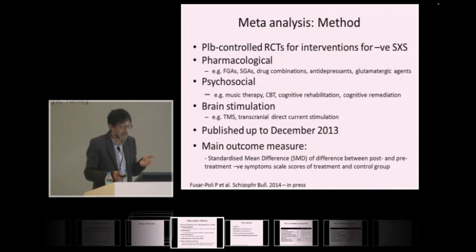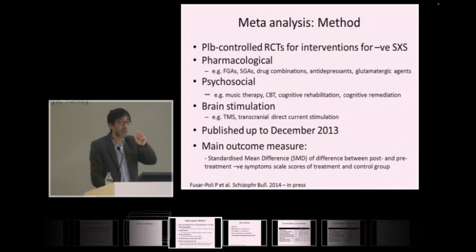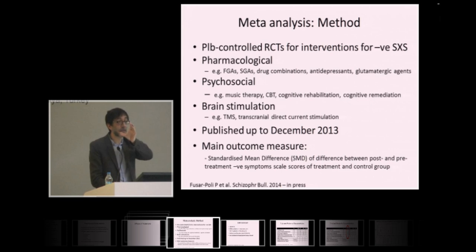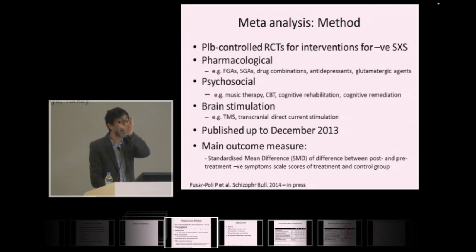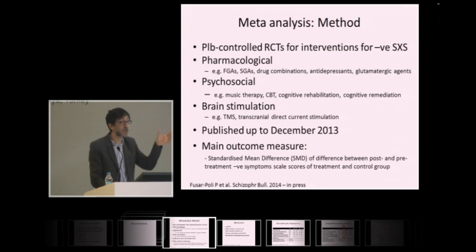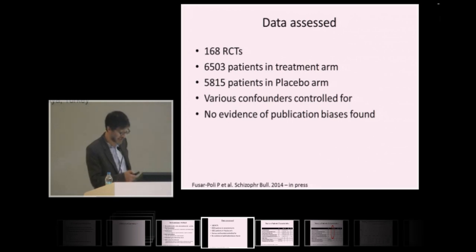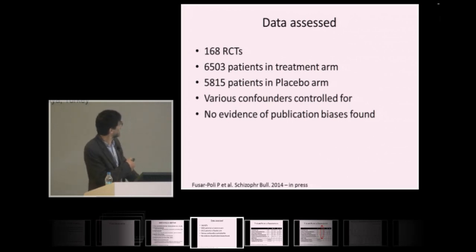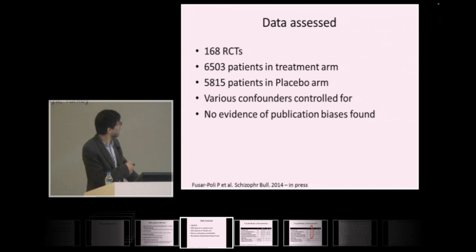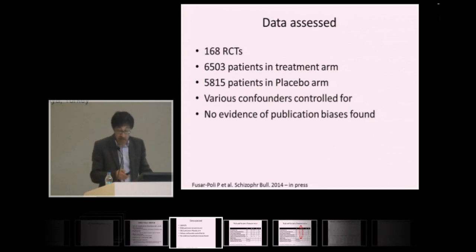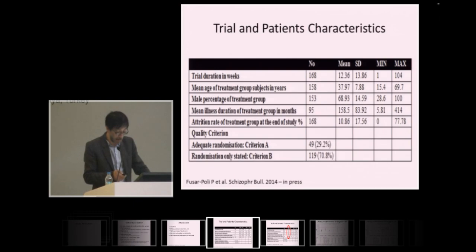As you'd expect in a meta-analysis, the main outcome measure is looking at the difference in the reduction on a negative symptom scale with the drug versus placebo. Very big meta-analysis. You can see we're looking at over 11,000 patients. Various confounders were controlled for, and there's no evidence of any publication bias.